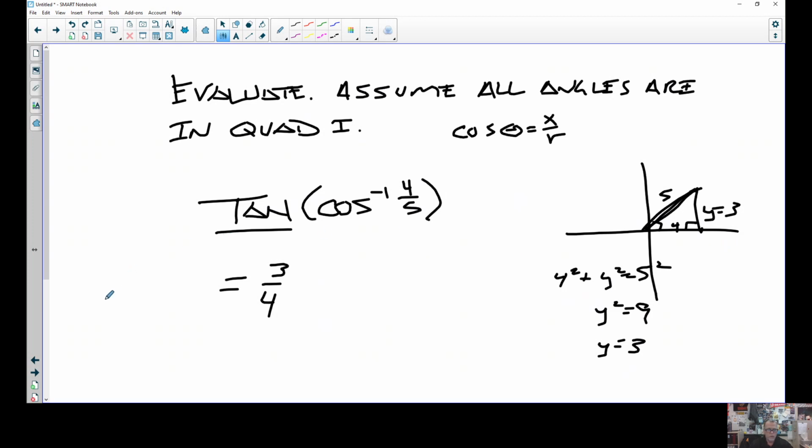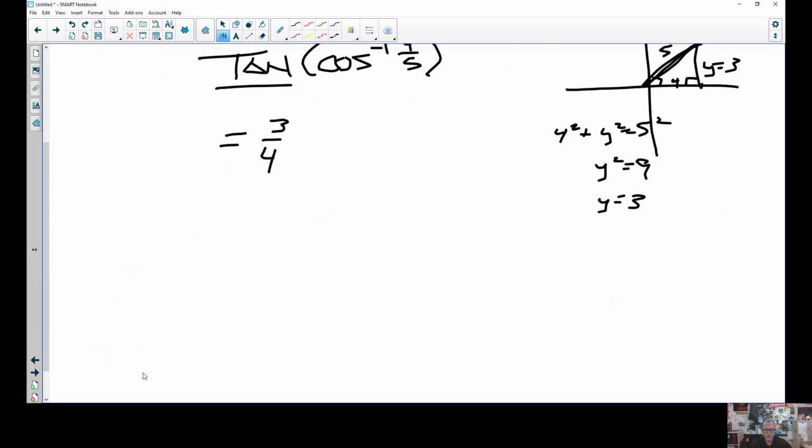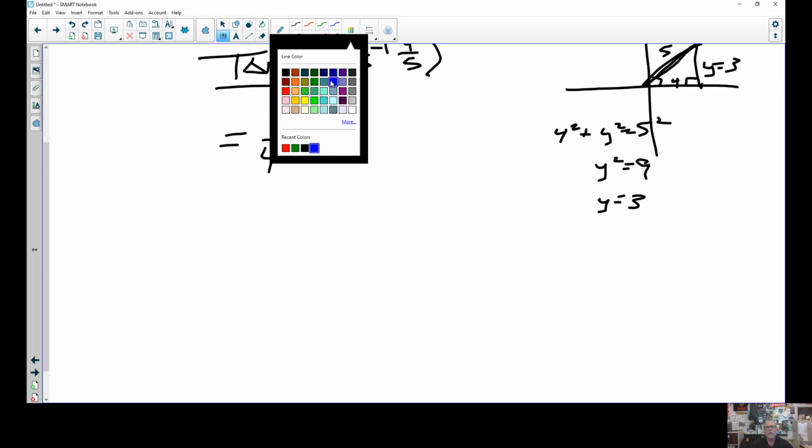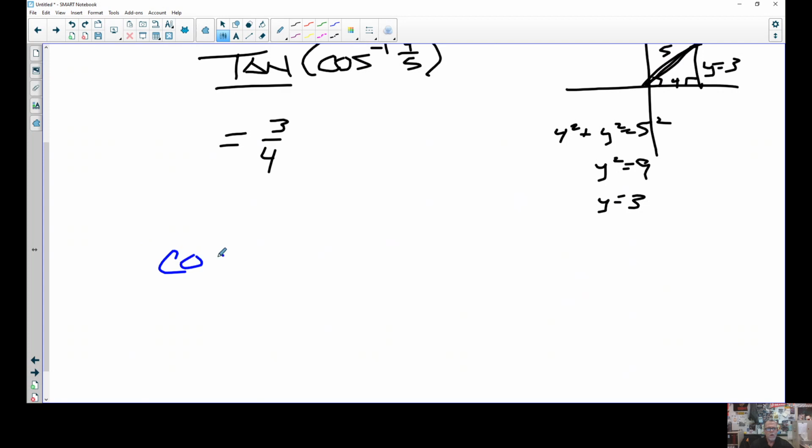All right, so let's do another one. Let's just scroll down a little bit, do the same thing. All right, let me do a different color so it just breaks it up a little bit. Cosine of sine inverse root 2 over 2.